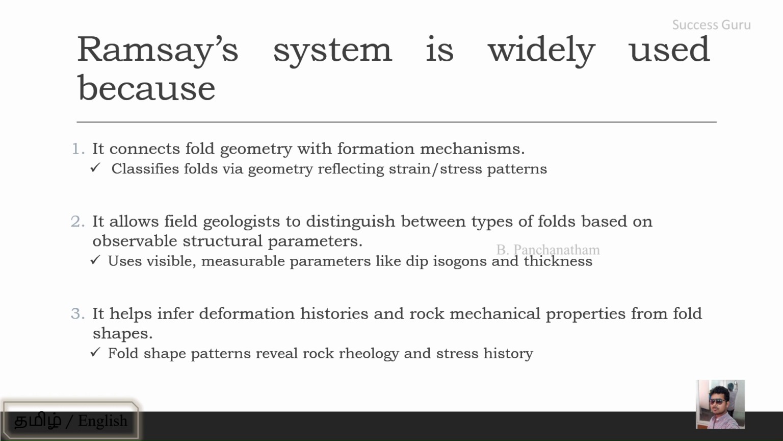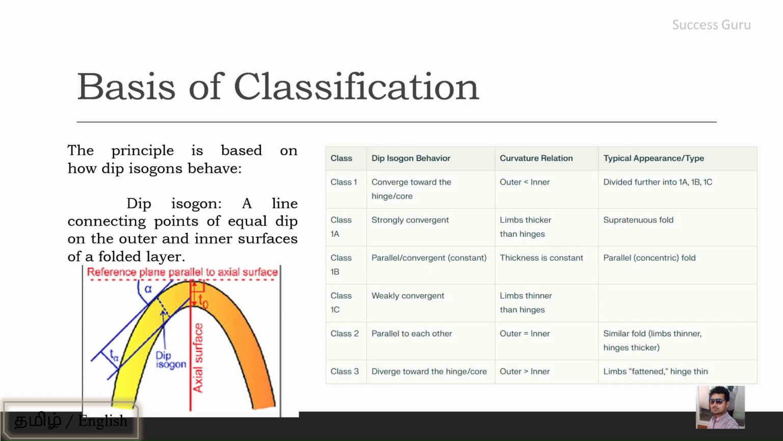Is that clear? Okay, let us see what he is classifying, the 3 broad categories, all those things. So the main base for the classification is the dip isogon. That is what was mentioned in the first slide itself. That is a line that connects points of equal dip in the outer as well as inner surface of a folded layer. So this is a folded layer, right?